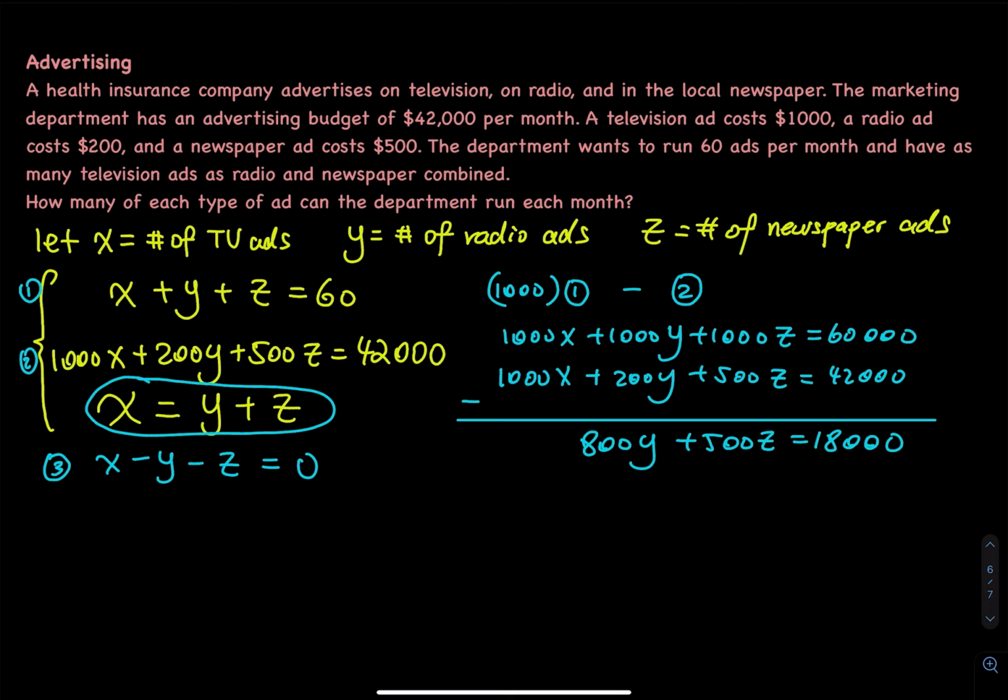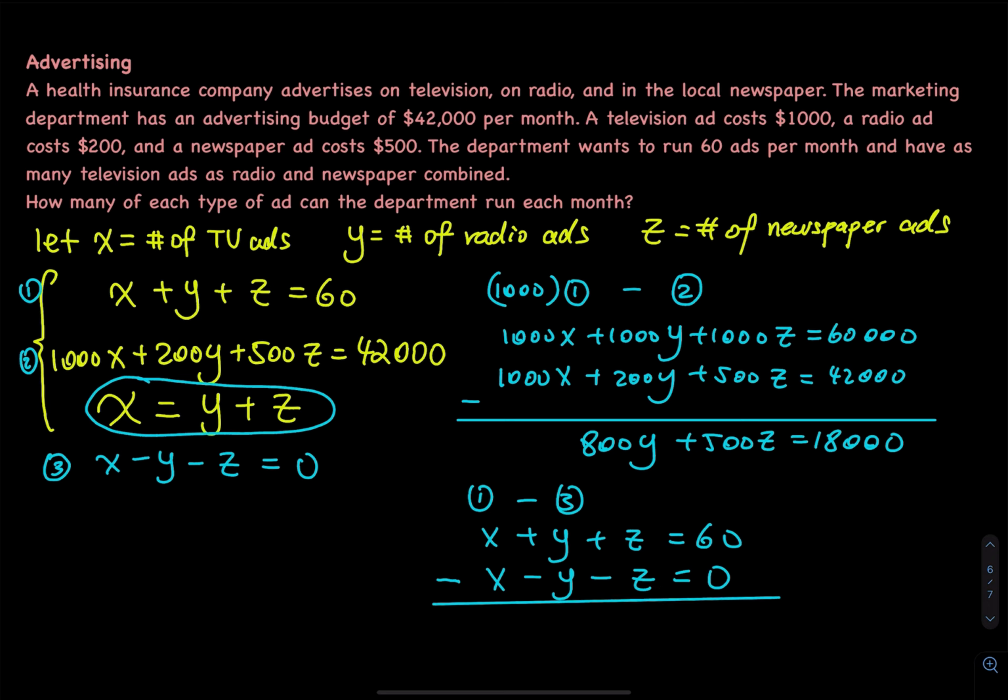What else can I do? How about the first one and the third one? How about number 1 subtract number 3? So I have x plus y plus z equals 60. The third one is x minus y minus z equals 0, and then I am performing a subtraction. Be very careful. X minus x is gone. And then watch, y minus minus y, so y plus y equals 2y. And then z plus z equals 2z. 60 minus 0 is 60.